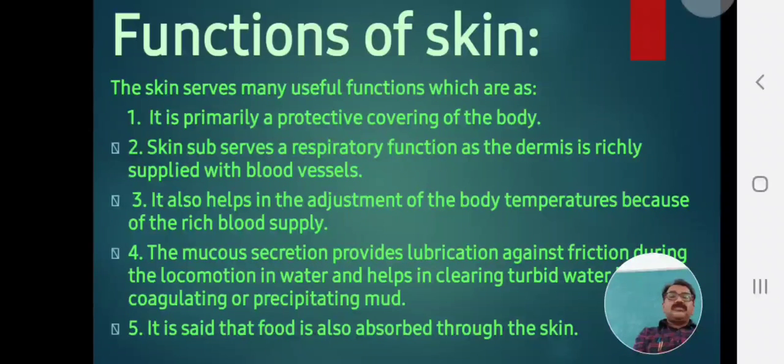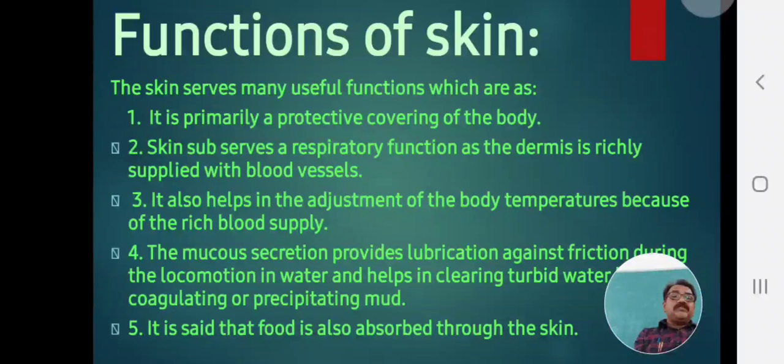Another important function of the skin: on the body, mucus glands are present, and these mucus glands secrete a secretion which is a glycoprotein. That glycoprotein is called mucin. And when this mucin combines with water, it forms a lustrous gelatinous white liquid, that is called mucus. And what is the important function of mucus?